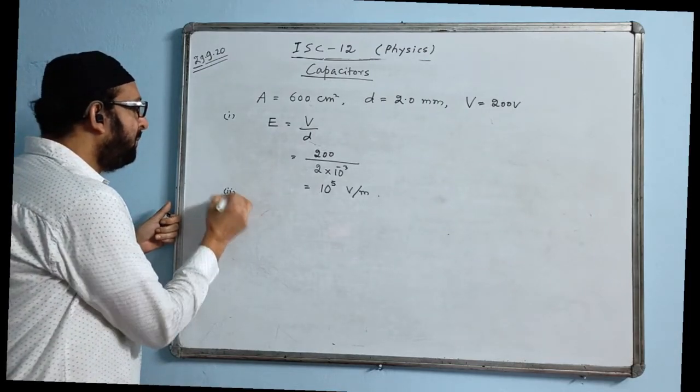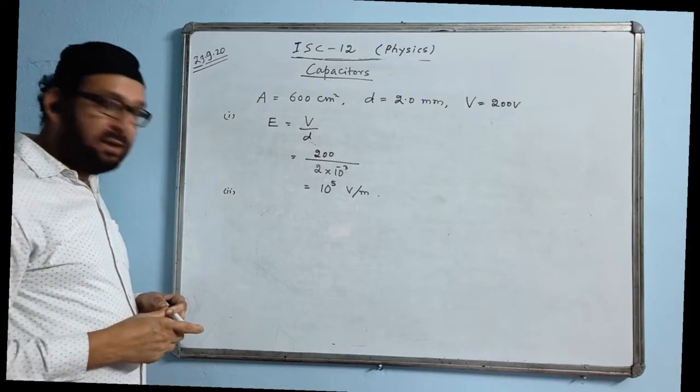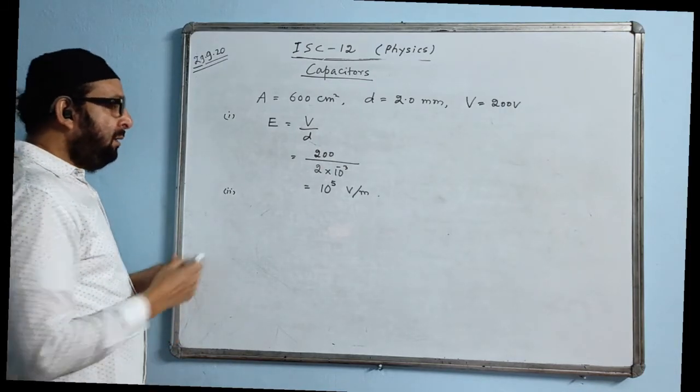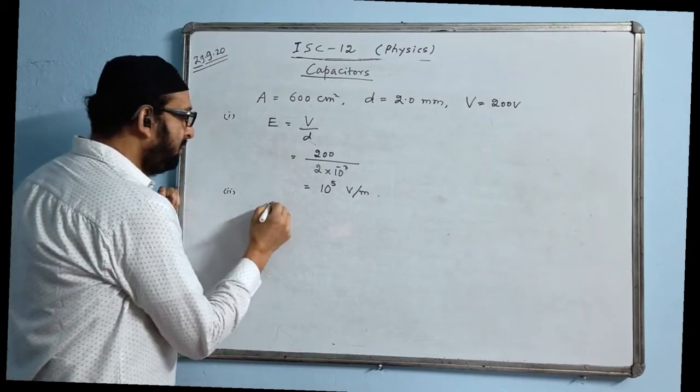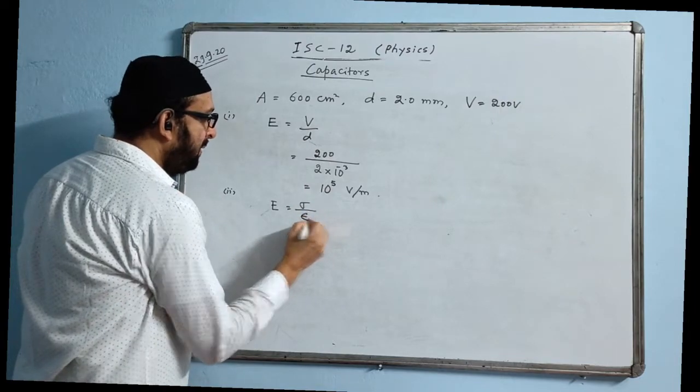So that is number 1, the first part. The second part is asking you to find the value of the surface charge density, sigma. So what is the formula? For the electric field between the plates we have the formula sigma by epsilon naught.